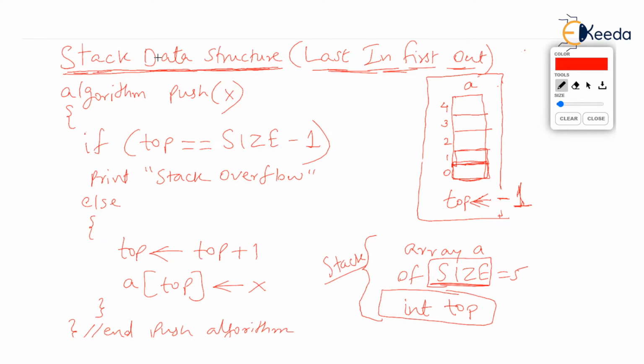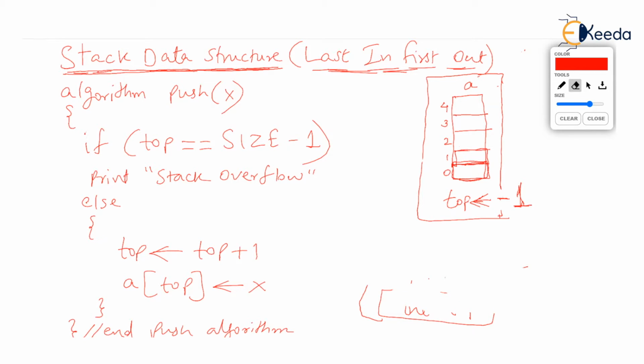Whenever top is -1, stack is empty. Okay. Now there are two operations possible on this data structure. The operations are push, where we are adding some element in the stack, and pop. The second operation is pop, where we are taking out an element from the stack, deleting an element. So let's see an algorithm to push an element.